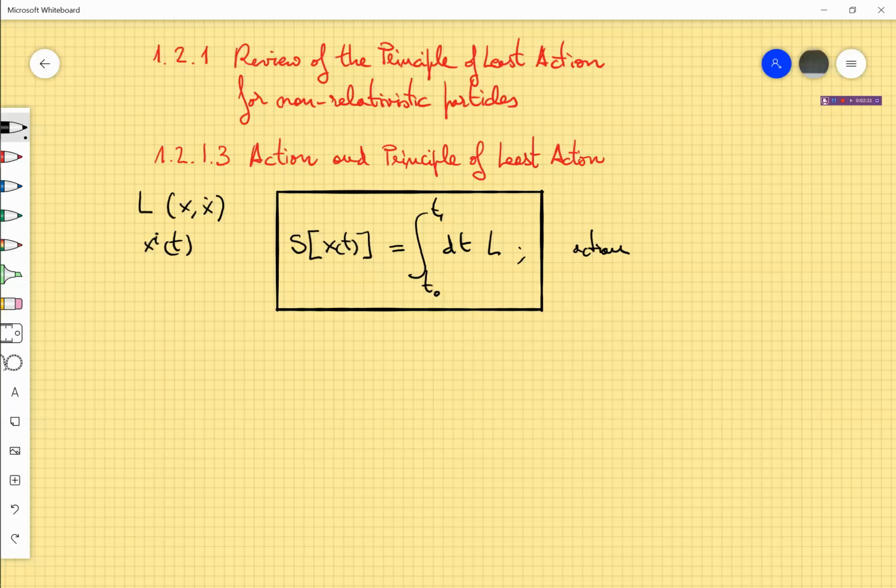And the number that comes from here has dimensions of energy times time, because the Lagrangian has dimensions of energy. It's kinetic energy minus potential energy, times time, and energy times time has the same units as angular momentum. And these are units of action, and remember these are the units of h bar, okay, the Planck constant.